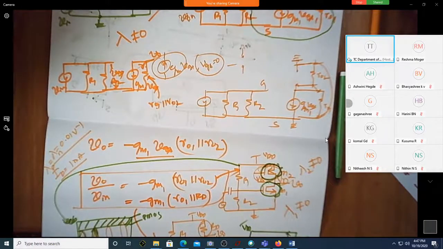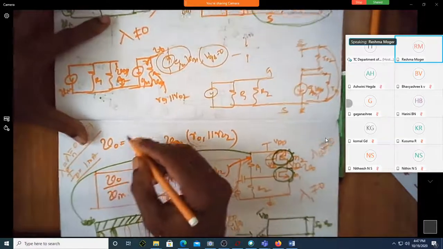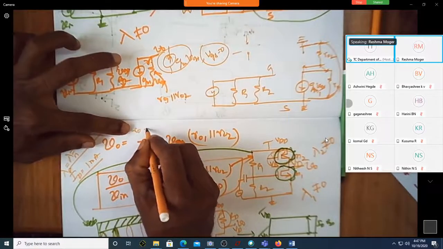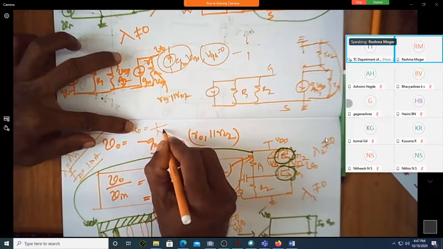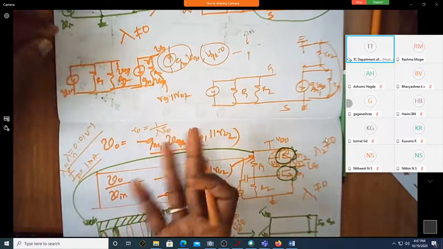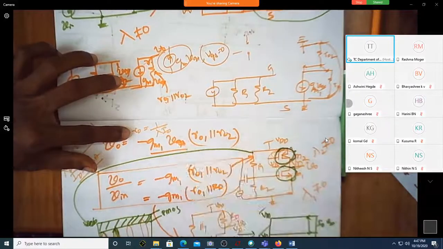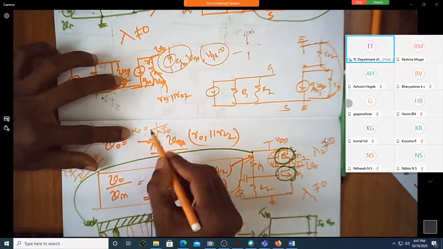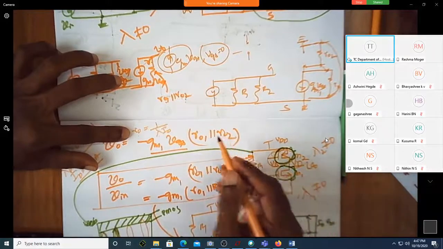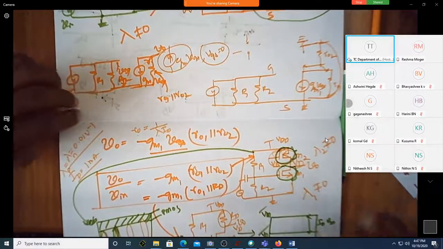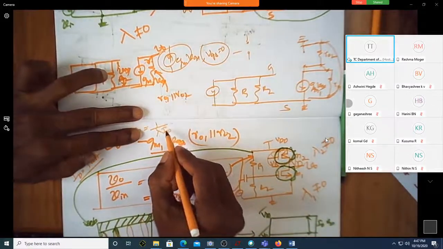Correct? So now what is the value of R0? Is it not 1 over lambda into ID? Let me just show the derivation sometime. Of course, derivation is not very important, but R0 is given by 1 over lambda into ID. So do the units match? What is the unit of lambda?